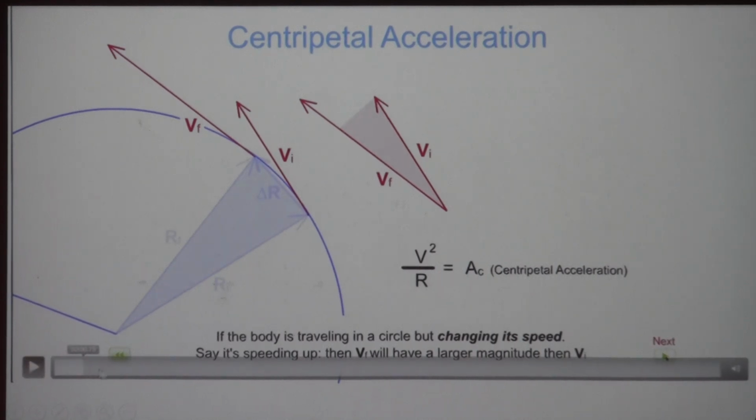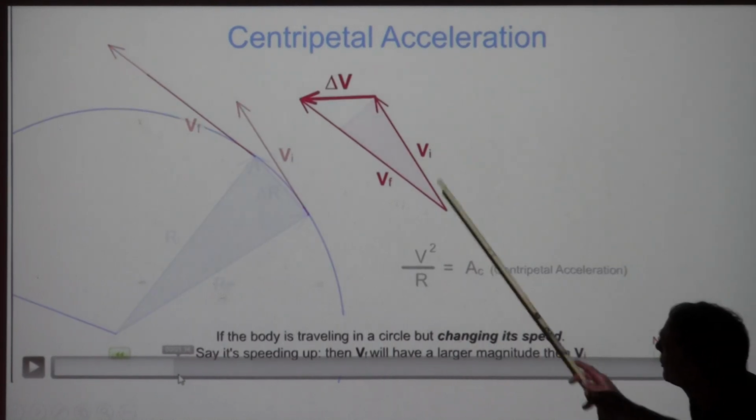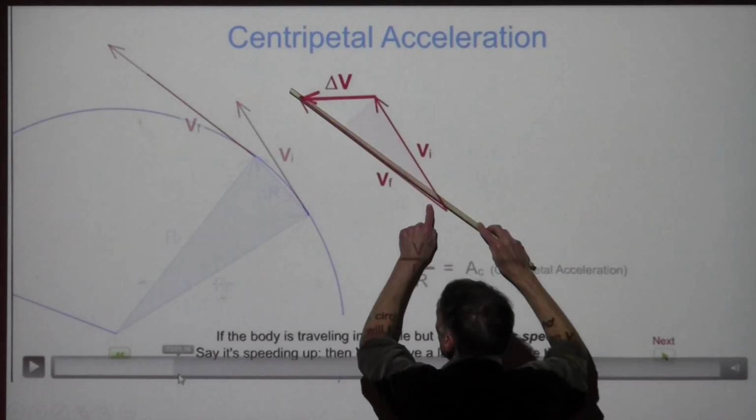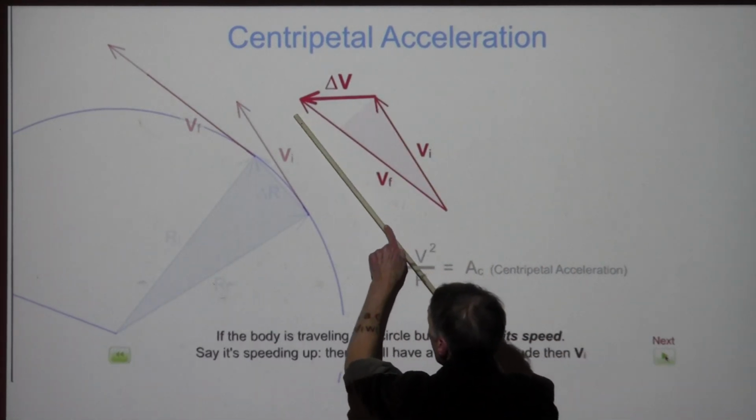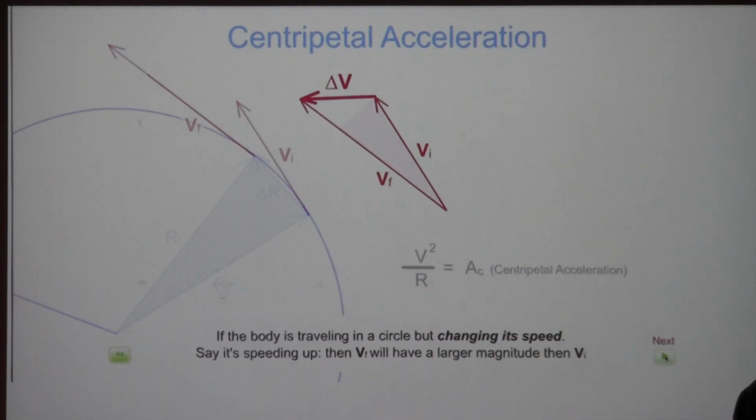Okay, so this really shows that delta V is off this way. Since V final is greater than V initial, it points off at an angle. And therefore, the acceleration is also going to point off at an angle.